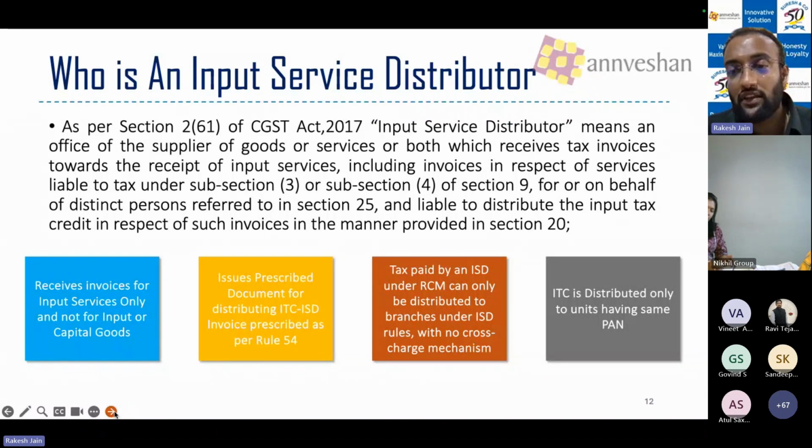Insurance also, sir. Godown insurance, secretarial services, management consultancy services, legal services, these will be covered under ISD. You are saying that these are common services? Yes, these are covered under ISD. ISD is basically a mechanism, a virtual GST which we are creating, which will receive all the invoices and distribute the credit.